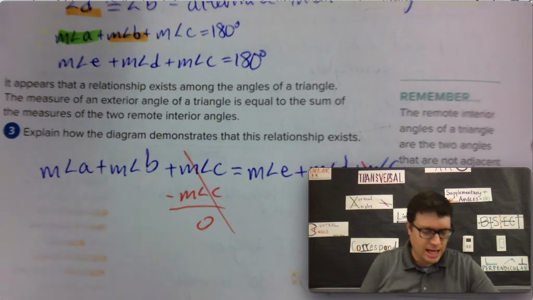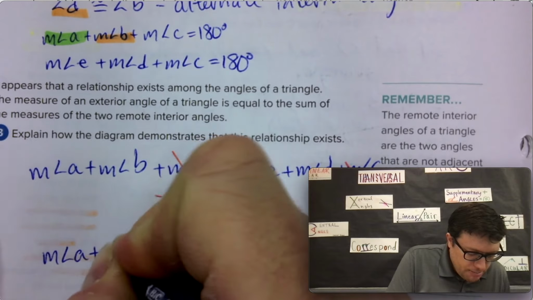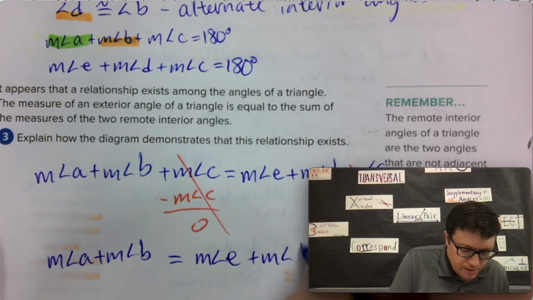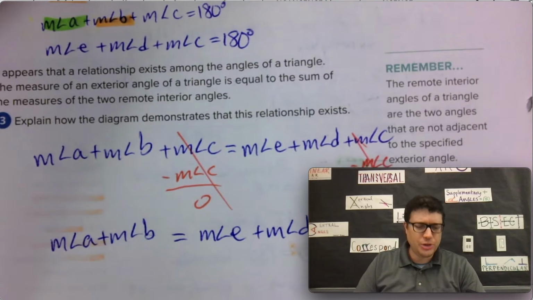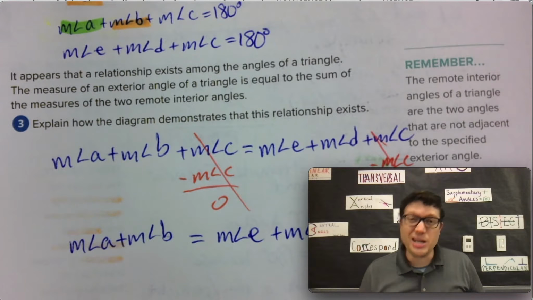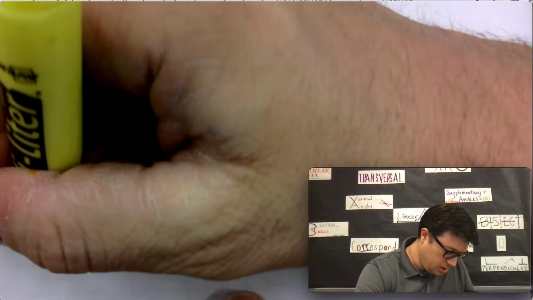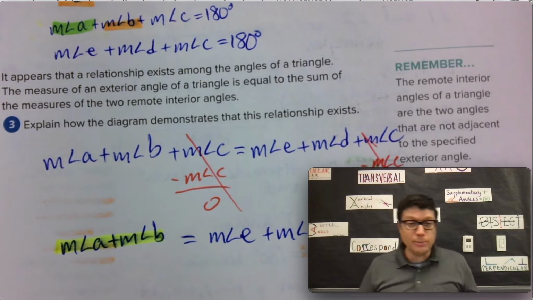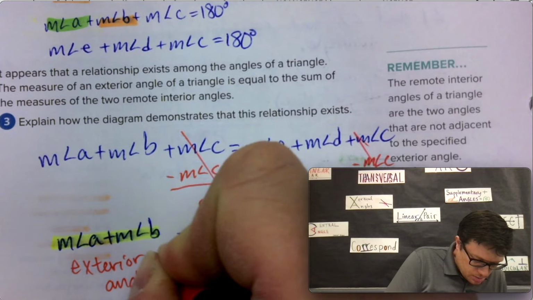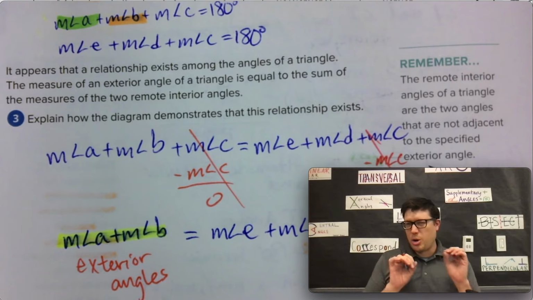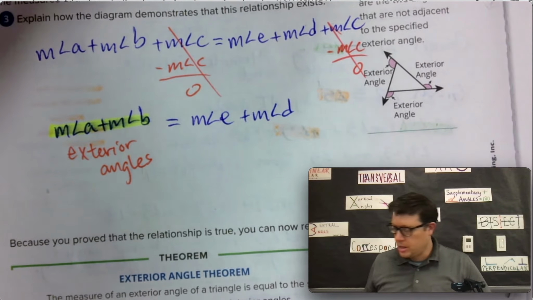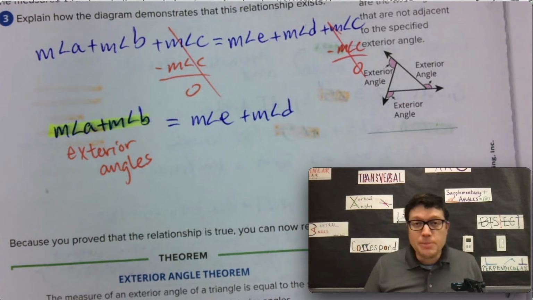So we're going to rewrite what's left. We're going to write the measure of angle A plus the measure of angle B equals the measure of angle E plus the measure of angle D. And if you look at the diagram, these are the exterior angles. They need to get highlighted. Exterior and labeled. They're the exterior angles. Look at where they're positioned on the outside of angle C. But, however, keep in mind, they have to be equal to something.